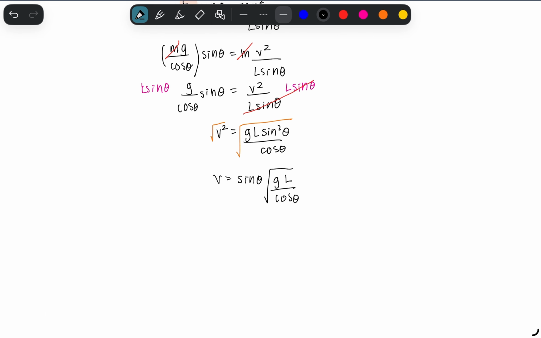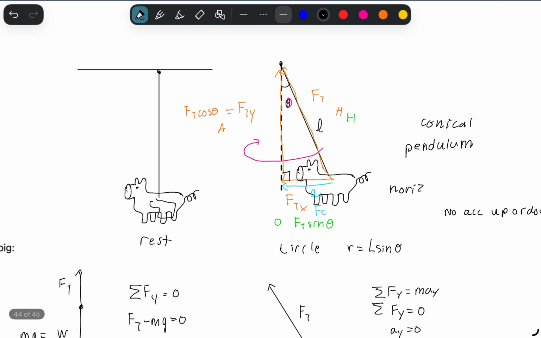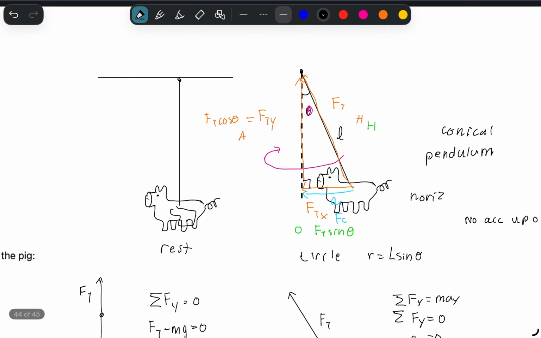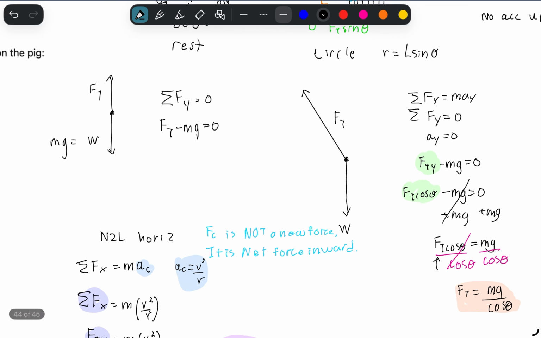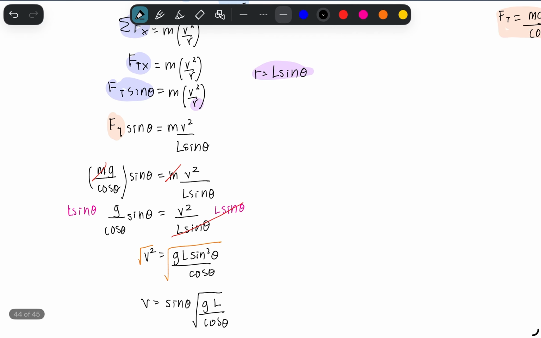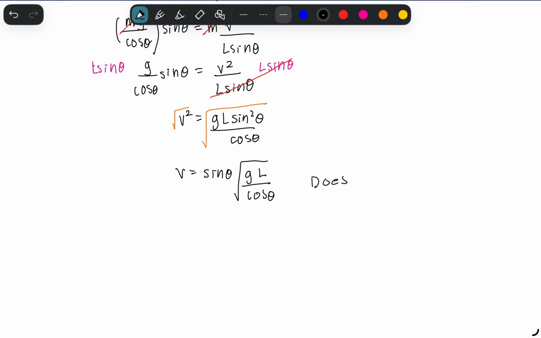So, in conclusion, we see that for this pig, the weight and the centripetal force requirement are both going to be proportional to our mass. So they cancel out from our final expression over here. So we can see the speed doesn't depend on mass.